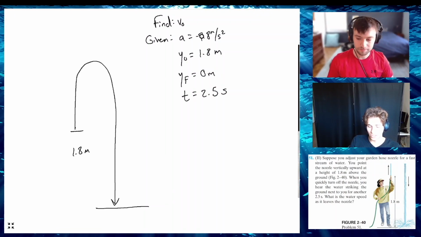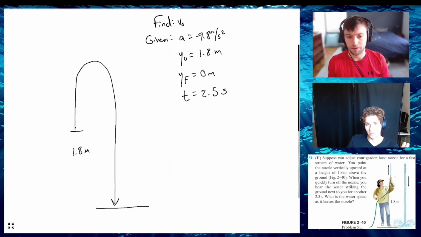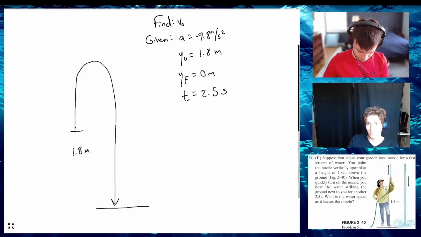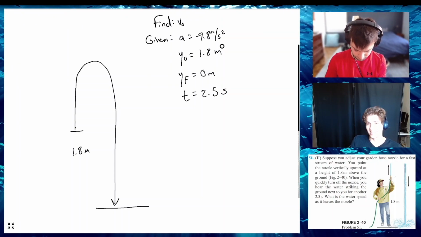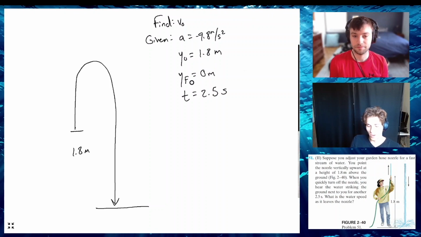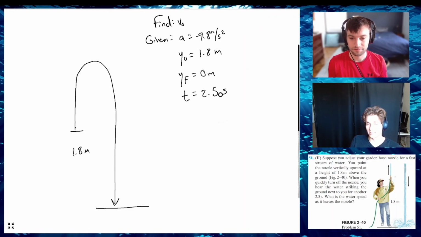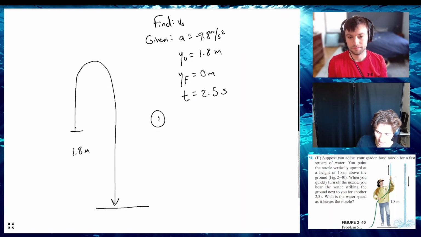We know that acceleration is negative 9.8 meters per second squared, because it always is in the air. So yes, we have the force of gravity as a number we can work with. Y naught, I'm calling it Y naught because it's the initial height, is 1.8 meters. Y final is 0 meters, and our time is 2.5 seconds. Now, can you think of which kinematic equation is going to help us solve for this?